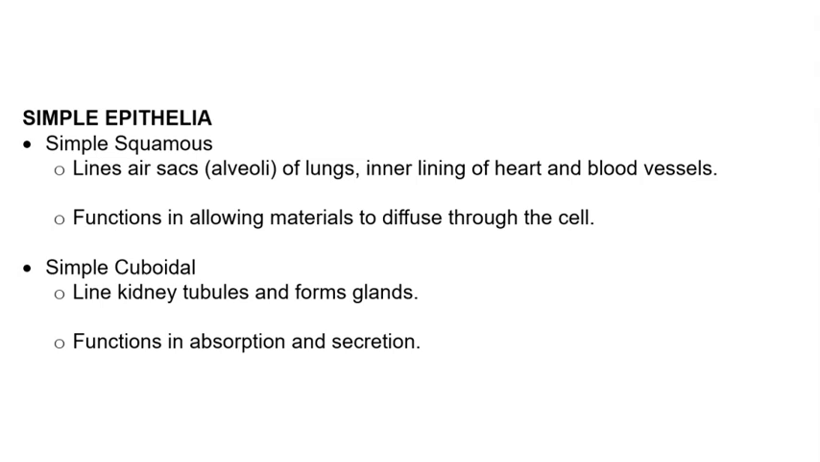We'll begin our examination of the epithelial tissues by looking at the simple epithelia. We'll start with simple squamous epithelium. This is a tissue that lines the microscopic air sacs, which are called the alveoli of the lungs, and it also forms the inner lining of the heart and the blood vessels.